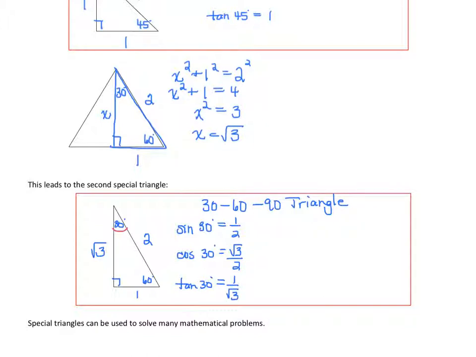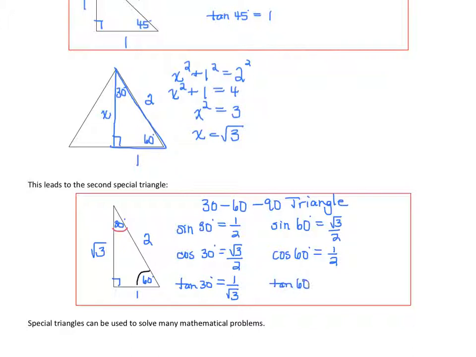Now we'll look at the 60-degree angle, and relative to the 60-degree angle, the opposite side would be root 3. The adjacent would be 1. So working through our primary trig ratios then, sine 60 would be opposite over hypotenuse, so root 3 over 2. Cos 60, adjacent over hypotenuse, so 1 over 2.